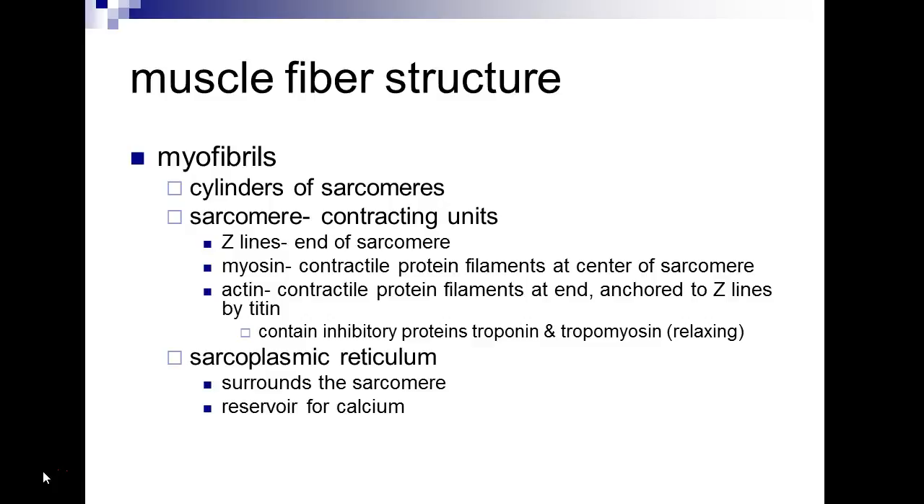And this actin also contains inhibitory proteins called troponin and tropomyosin. So we can call them inhibitory or relaxing, because if they are active, the muscle cannot contract. And as we mentioned before, the sarcoplasmic reticulum is right under the sarcolemma, the coating. It surrounds the entire sarcomere, and it has calcium, because we're going to see that calcium plays a very important role in muscle contraction, and it has to be available, and this is where it's available.